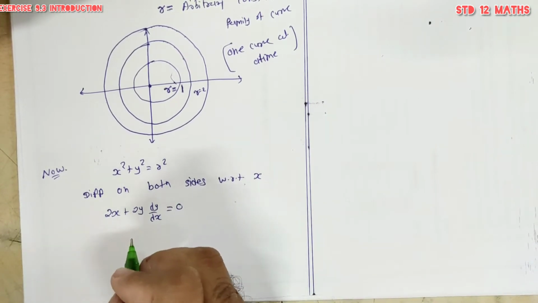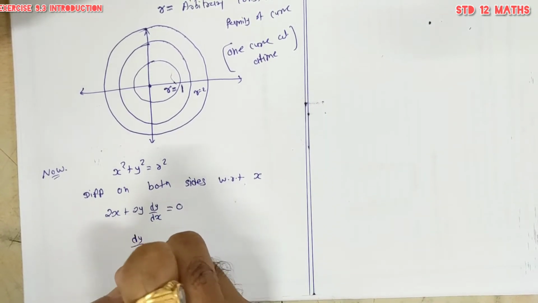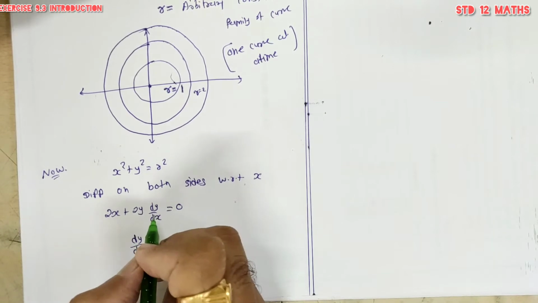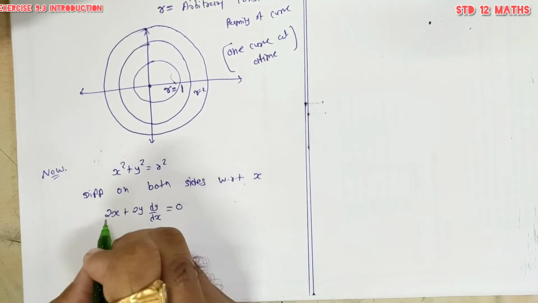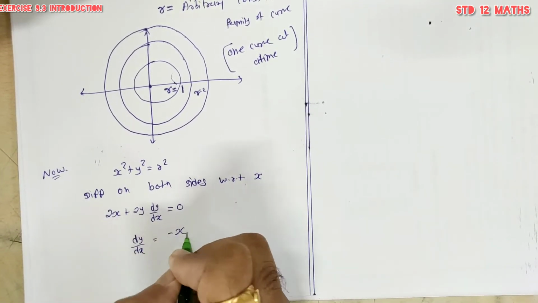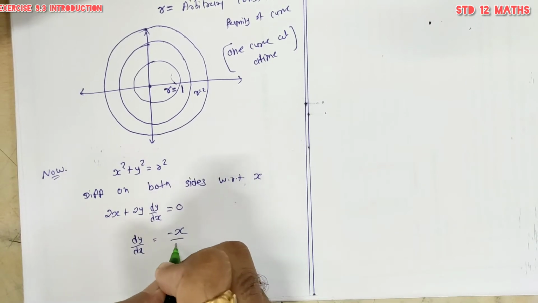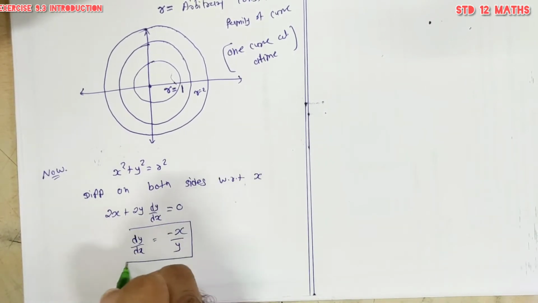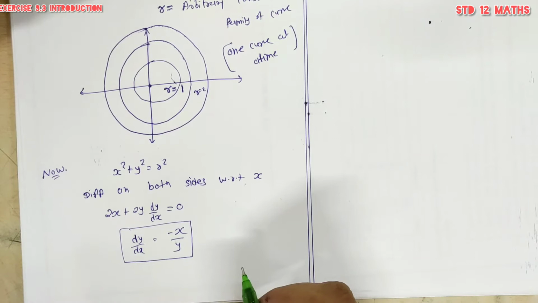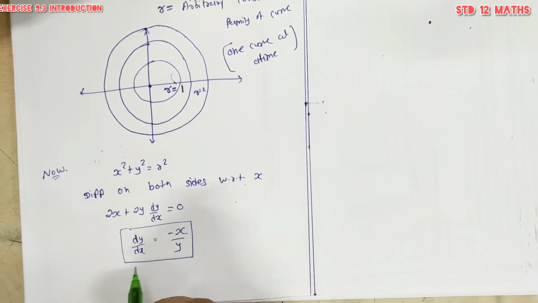So the simplification of this is dy by dx, 2 common is removed, x will go to the right hand side which is minus x, and this y comes into division. So dy by dx equal to minus x by y. Done. So now this is one differential equation.